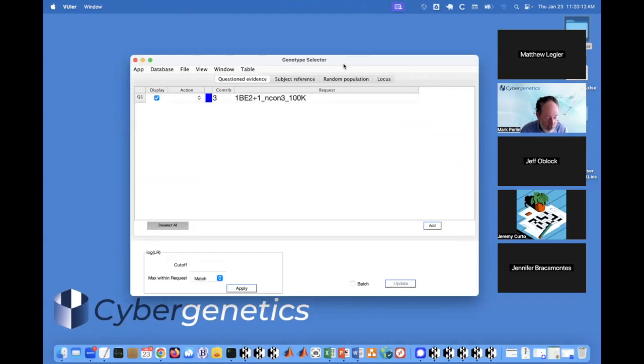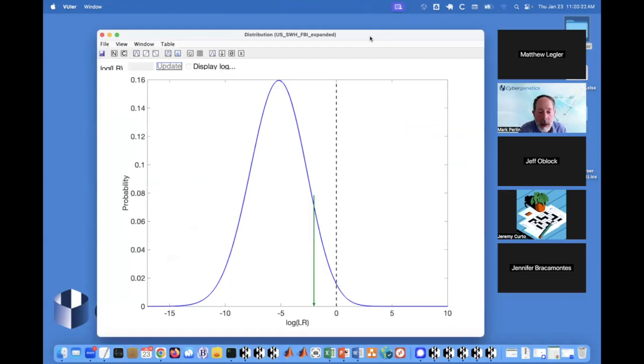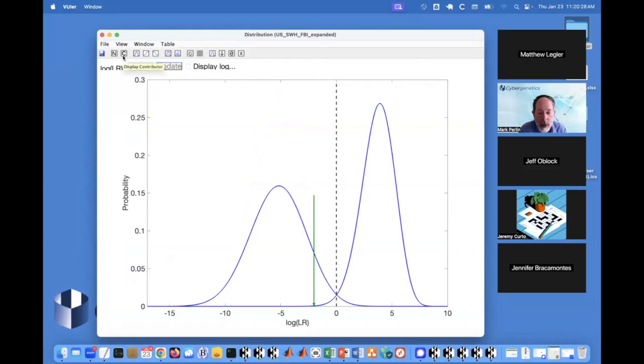Okay, so what we have here is the evidence from there compared to Kerry Robinson. And so let me just open distribution here. And so you can see that he is in the non-contributor curve. And if I turn on the contributor curve, you can see that almost as an inverse of what we saw previously, now he's in the tail of that contributor curve.